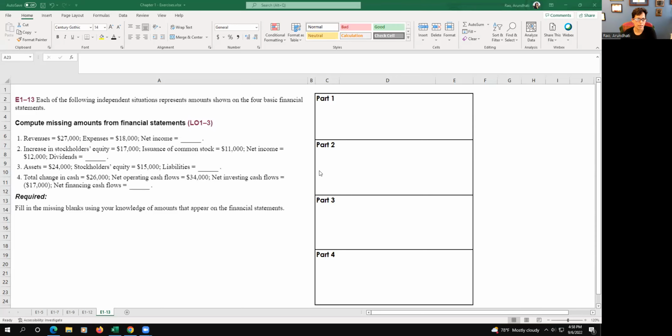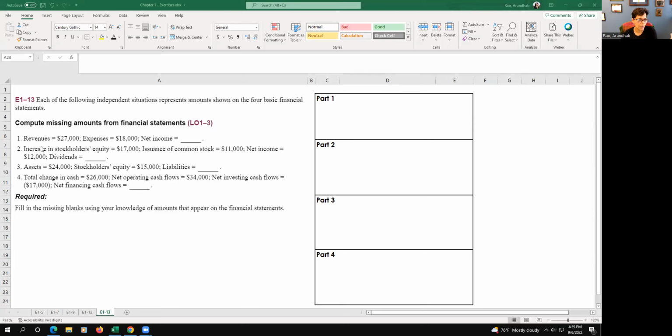Okay, moving on to the last exercise for chapter 1. We're looking at exercise 1-13, in which we are looking at the 4 basic financial statements. Each of these situations is independent, and we have a missing number. So let's take a look at these, and I just have some of my notes written over here on the side, and I'll show you as we go along how I'm using this.